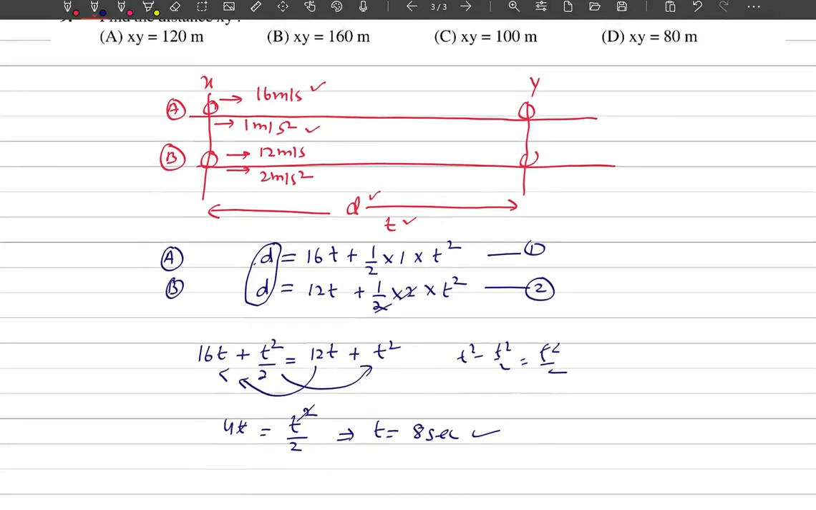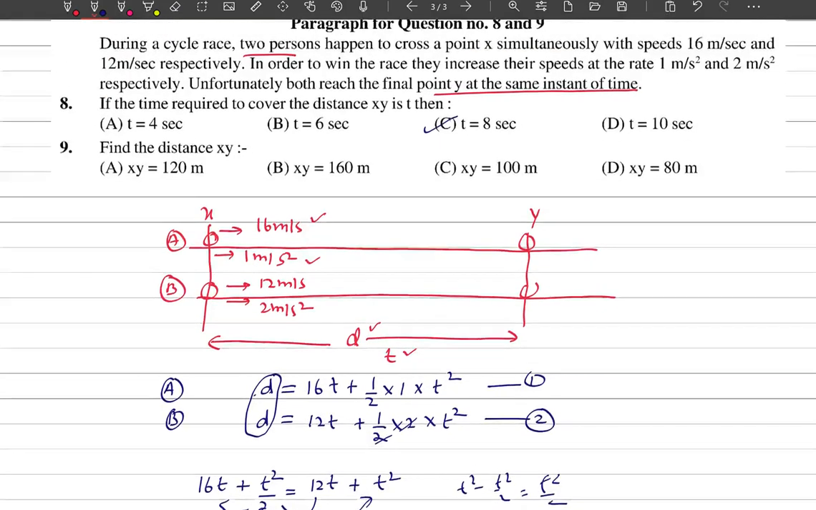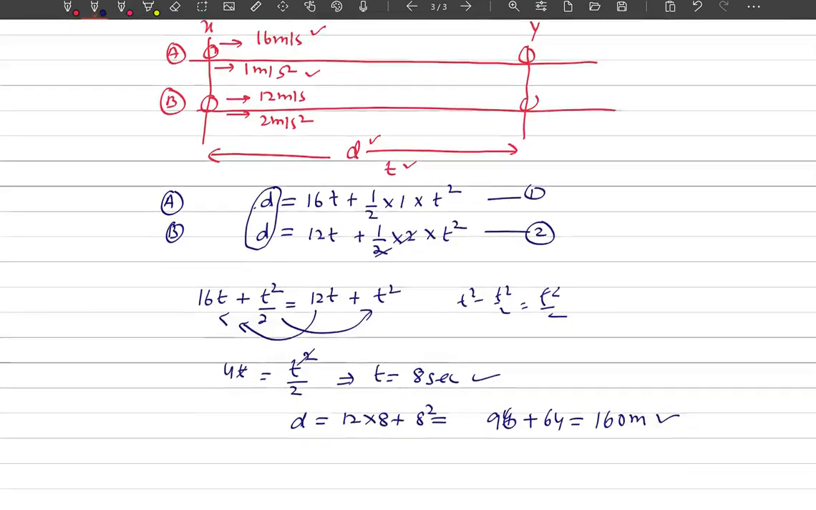Once you know this, d में put करके simplify कर लो. How much is that d coming? d equals to, मैं B से सॉल्व करता हूँ, तो 2 into 8 plus 8 square. $96 plus this, and this is 160, right? So B is the answer to this.